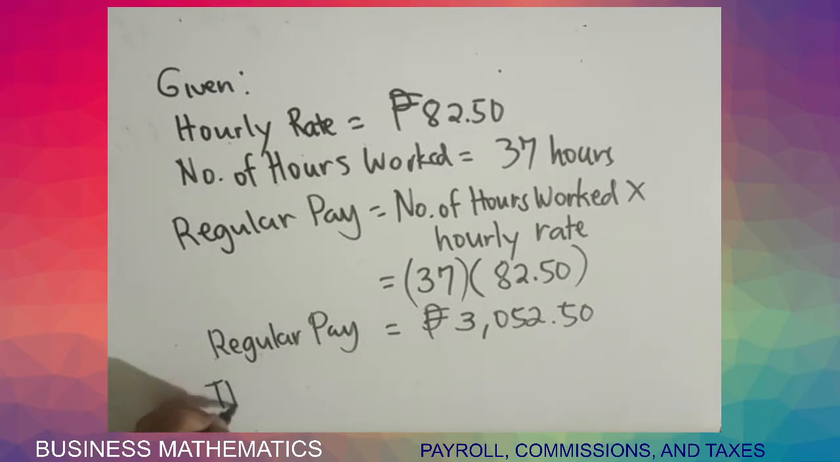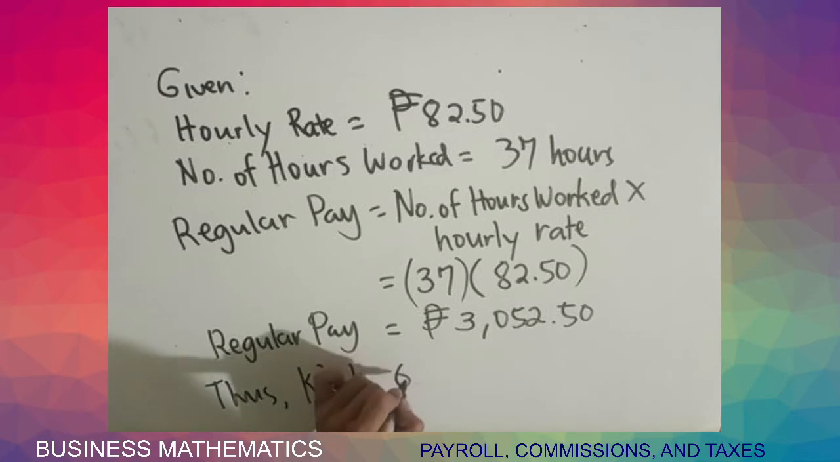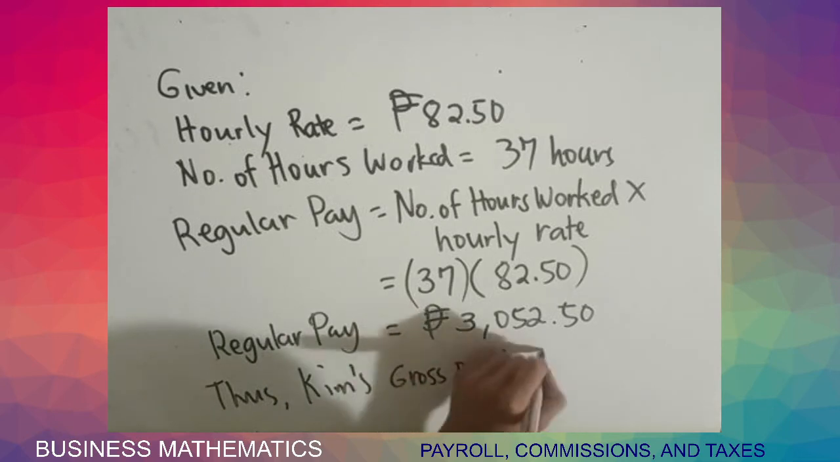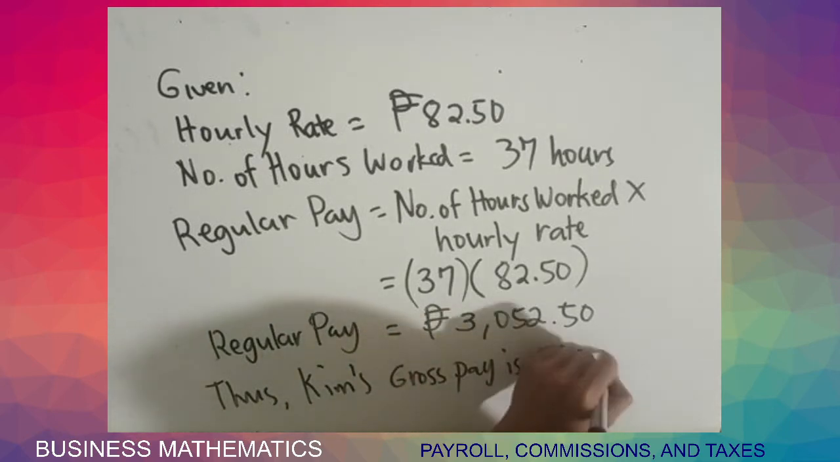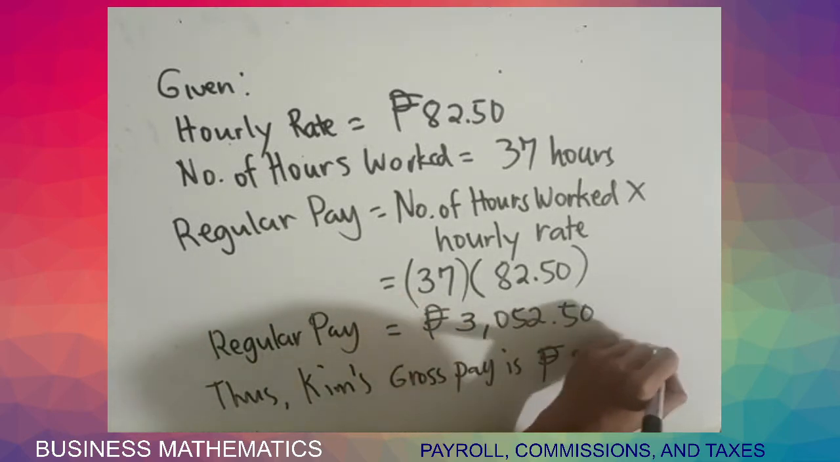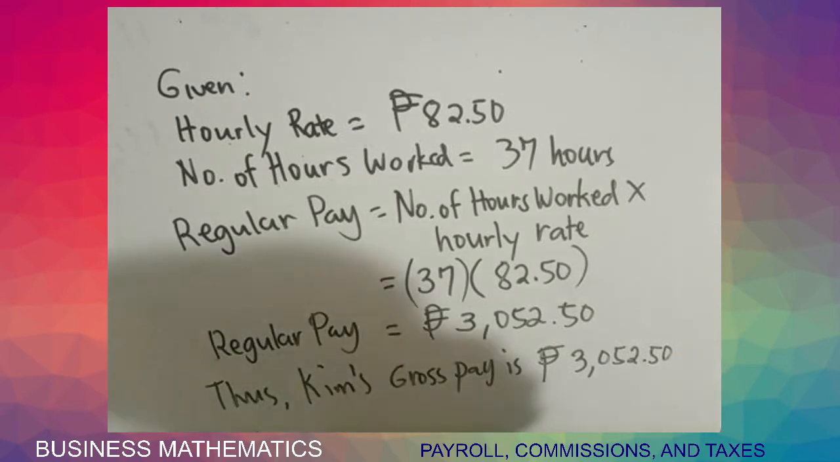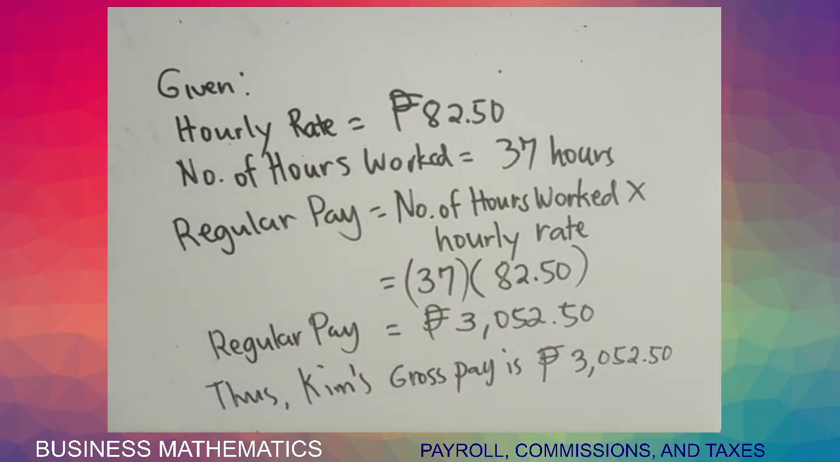So thus, Kim's gross pay is 3,052 pesos and 50 centavos. Okay. So, naiintindihan? So, tumungo na tayo sa next example.